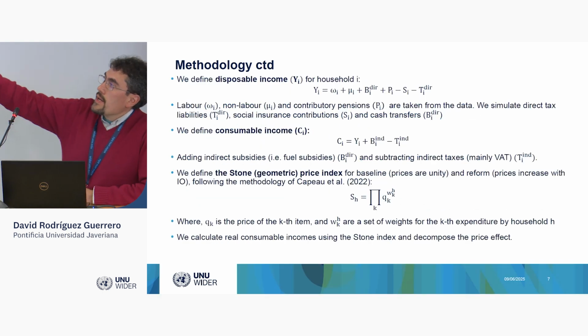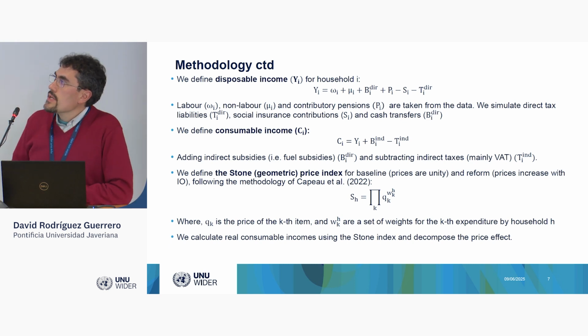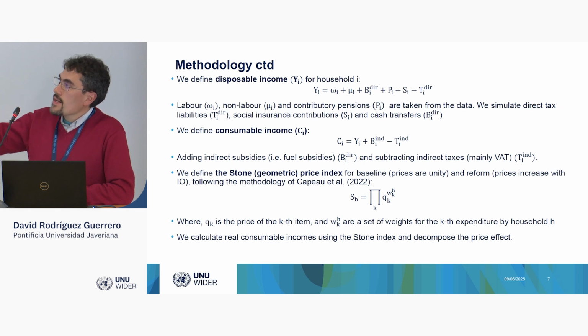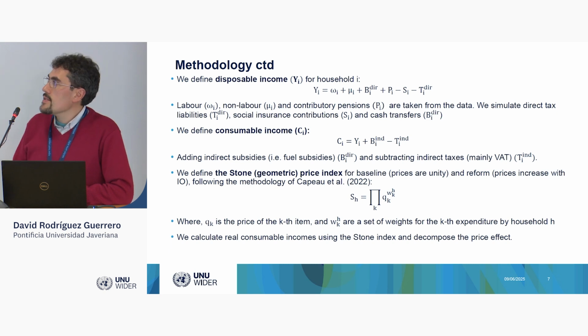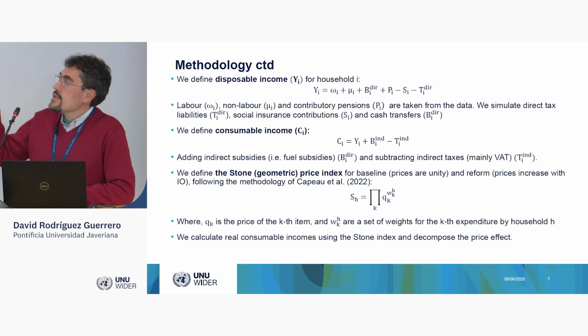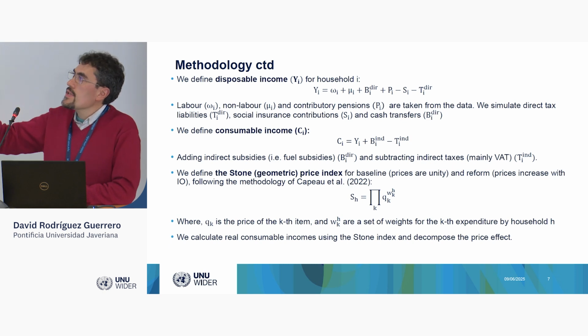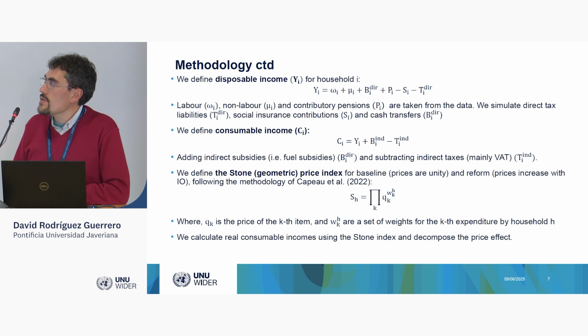So typically in microsimulation models, we compute this disposable income measure that is market income plus benefits plus pension income. We subtract social insurance contributions and subtract direct taxes, income taxes mainly. But in this case, as we are trying to analyze expenditure, we define consumable income. So we take disposable income and add benefits. In this case, fuel benefits is what is going to come here in this V uppercase. And we subtract taxes. In this case, taxes are mainly VAT. So the idea is we have this definition of income. Consumable income is our measure of welfare.